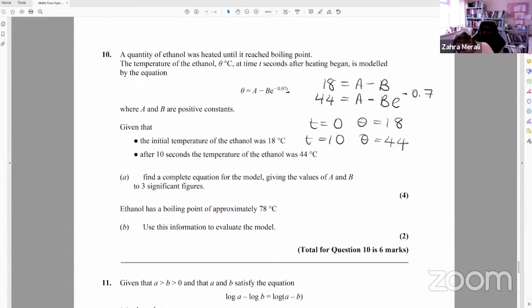Or we can just do them together, take away from each other. So 2 minus 1, 44 minus 18 to give us 26. The A's cancel, so we've got e to the power of minus 0.7. So we got minus that, minus minus 1. So we got e to the power of 0.7 minus e to the minus 0.7.